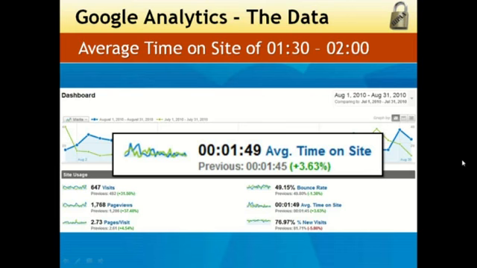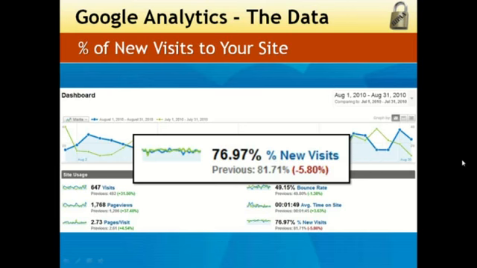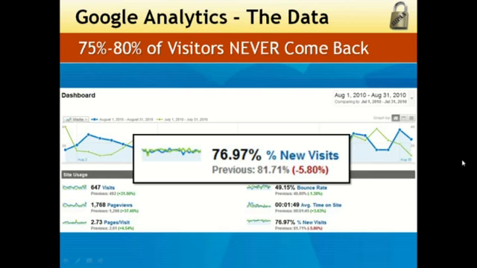And last but not least, the percentage of new visits to your site. This is an often overlooked number, but it is very important to understand. The number basically tells you what percentage of people came to your site in the last month and have never been to your site before. That makes them a new visitor. Now, if that number is roughly 75 to 80%, let's say, which is what you should expect, it means that every month, guess what? Every month, 75 to 80% of the people that are coming to your site have never been there before and will never come back.